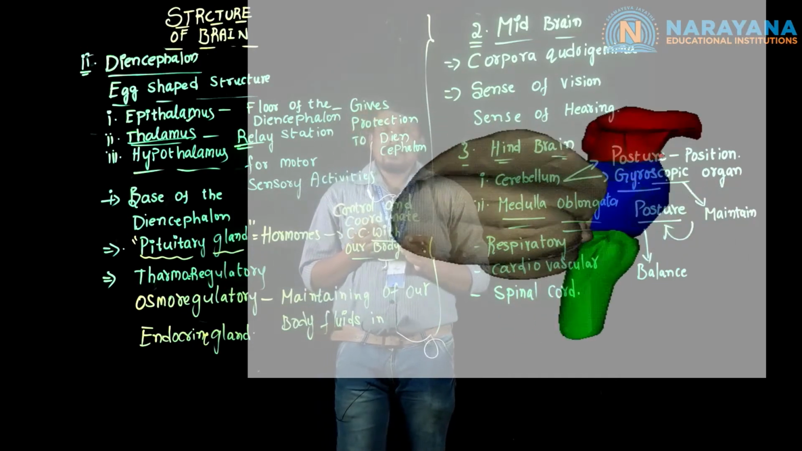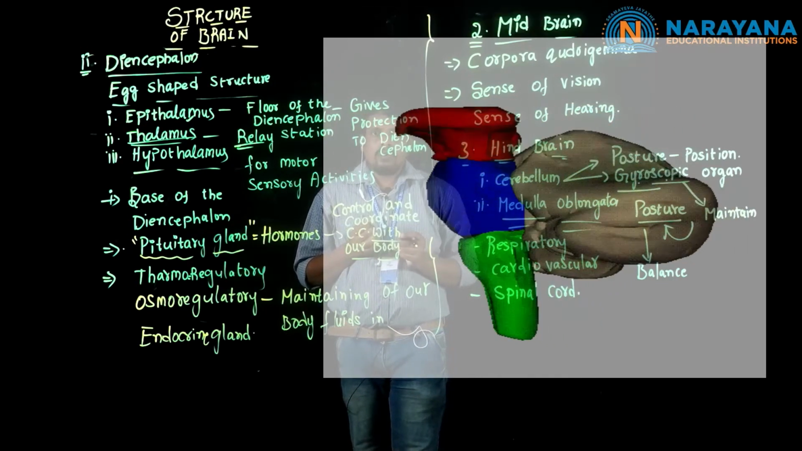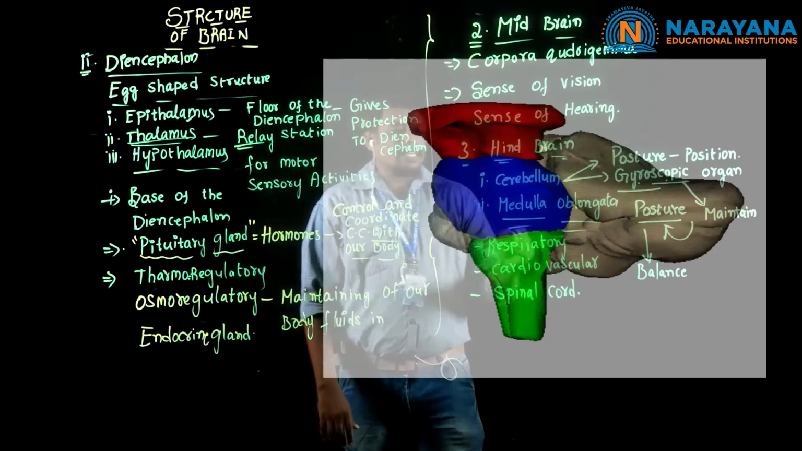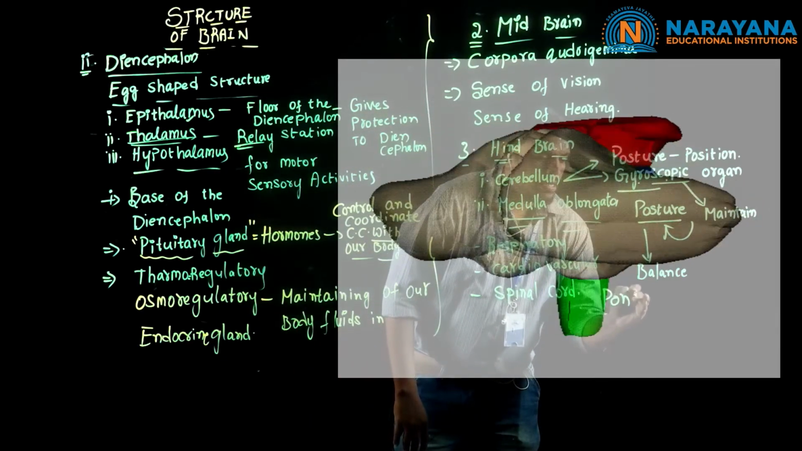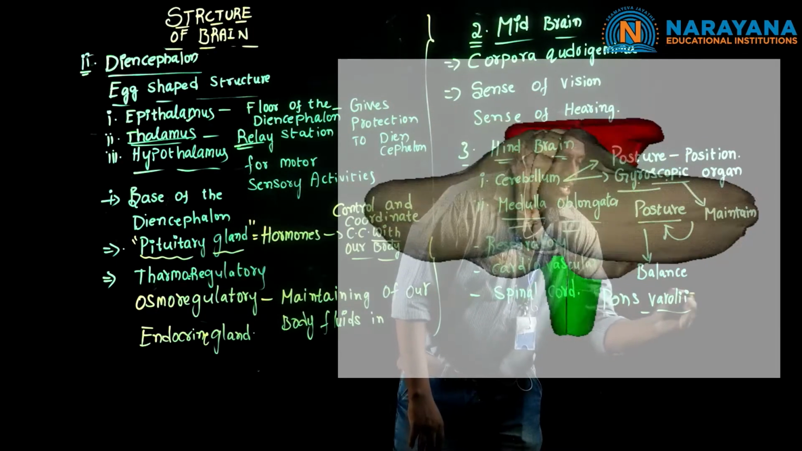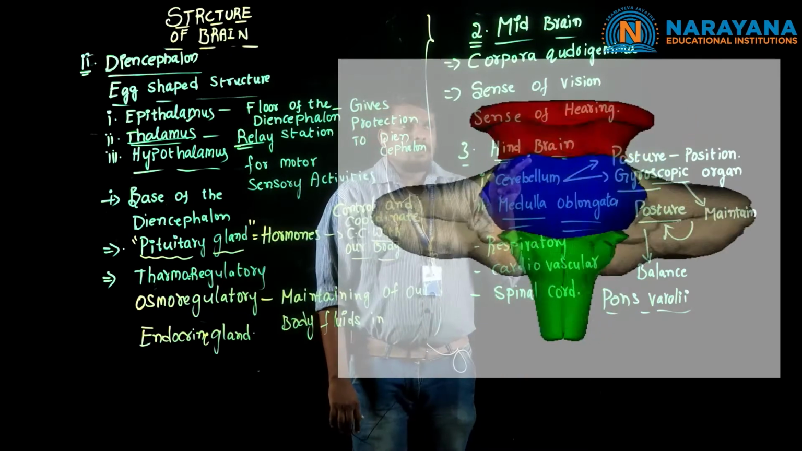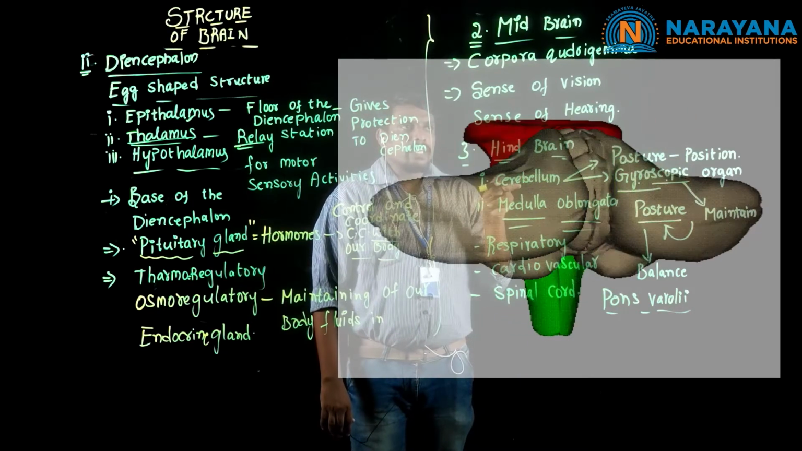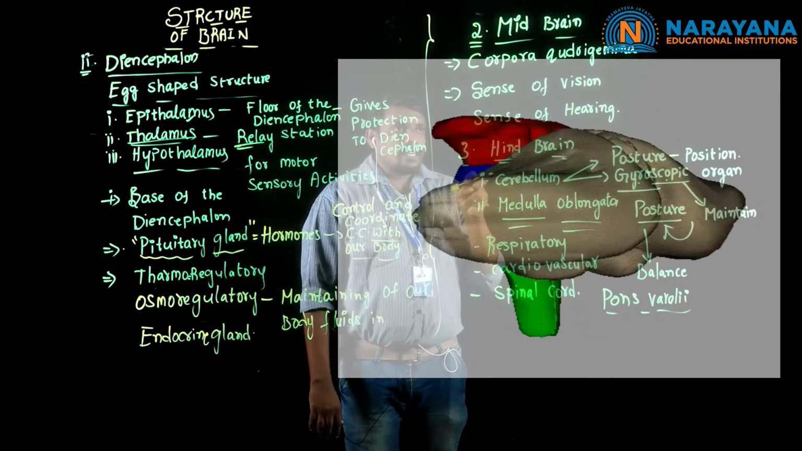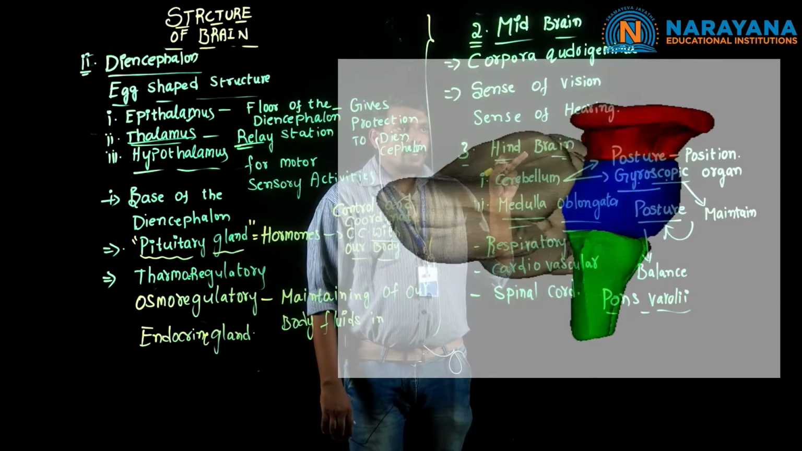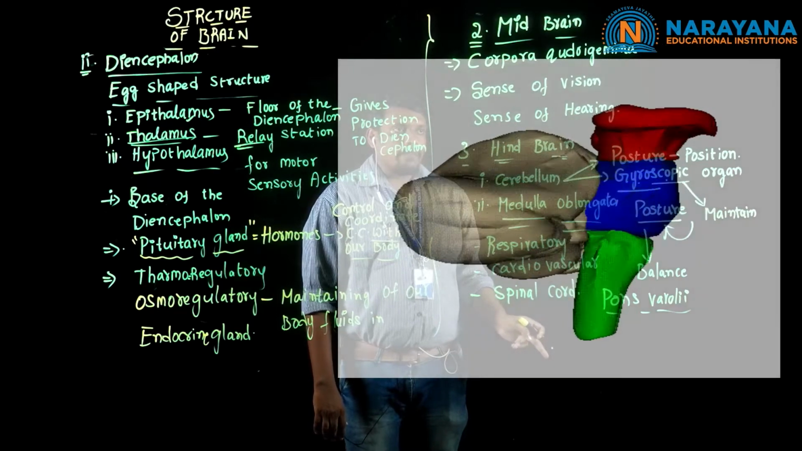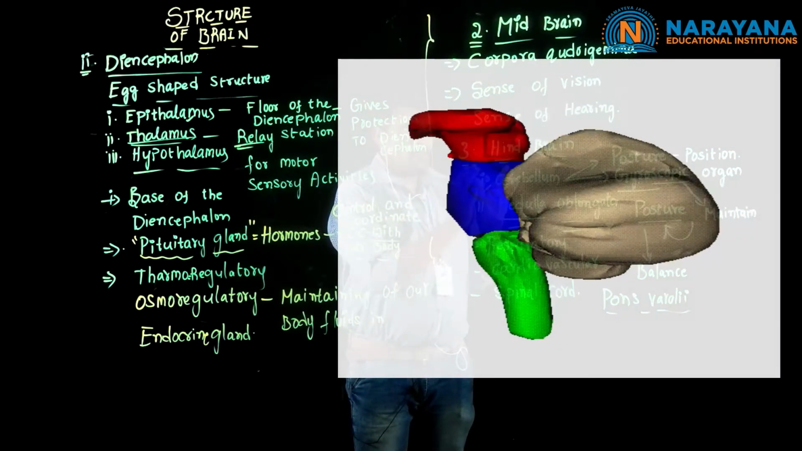Which part of the brain has pons varolai? Yes, the pons varolai belongs to the hindbrain only. The blue colored structure is there, no? Look at this blue color structure. That is called the pons varolai. Pons varolai connects the cerebellum with the medulla oblongata.